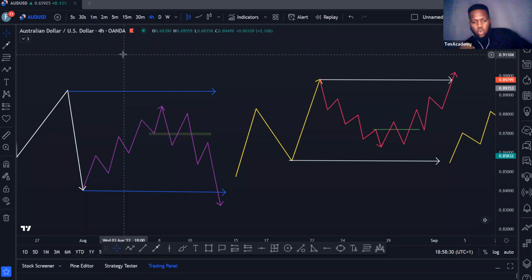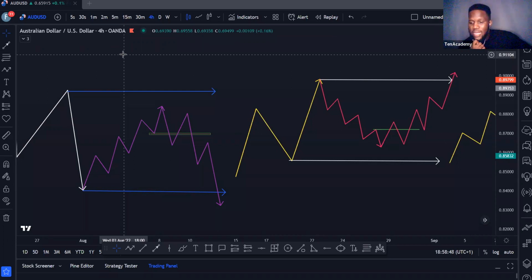Okay, so we've looked at major structure. We've looked at break of structure. Now we've looked at minor structure. And we also looked at change of character.